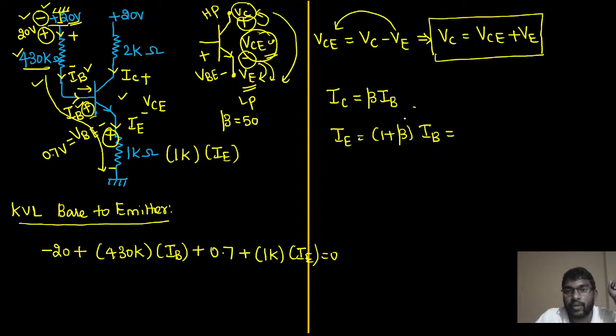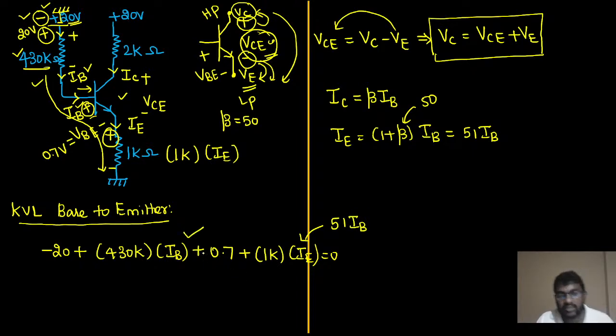See, the value of beta is already given. That is the current gain. That value is given as 50. So 50 plus 1 will become 51 times base current IB. So instead of emitter current, we can put 51 times base current. Now if you observe, this entire equation has only one unknown, that is your base current. So many of you did the base current also, right? Very good. So if you solve this, I hope your answer is correct.